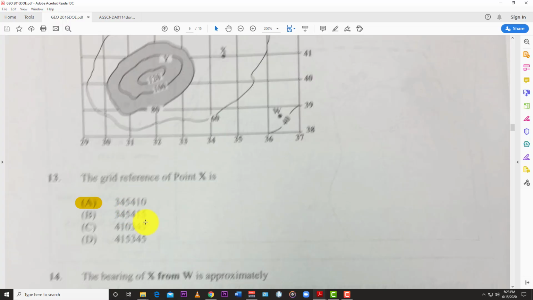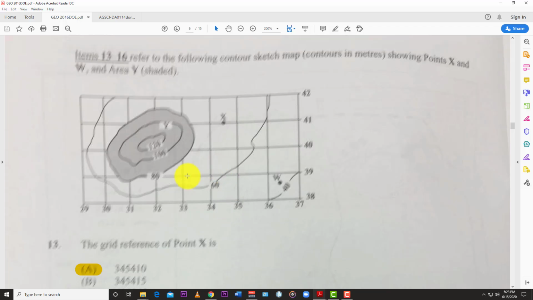So they're looking for a 6-point grid reference. So it's 34, 54, and 10. We have to look at the first three first. So look at 34, which is right here, and then you try to mark it off. You're coming up to 5, so about maybe halfway. So 34 and 5.